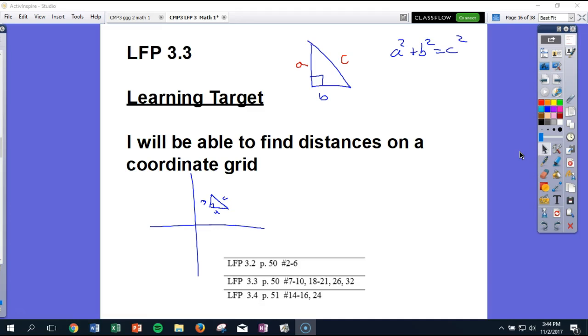Our learning target for this section is I'll be able to find distances on a coordinate grid, otherwise known as a graph. Remember, we're dealing with the Pythagorean theorem here. We have a squared plus b squared equals c squared. We want to also remember that a and b are both legs of our triangle. A and b are both legs, and it doesn't matter which one is which. What's important though is that we identify the hypotenuse, the longest side, which is opposite the right angle, and that's side C. So we have a squared plus b squared equals c squared.